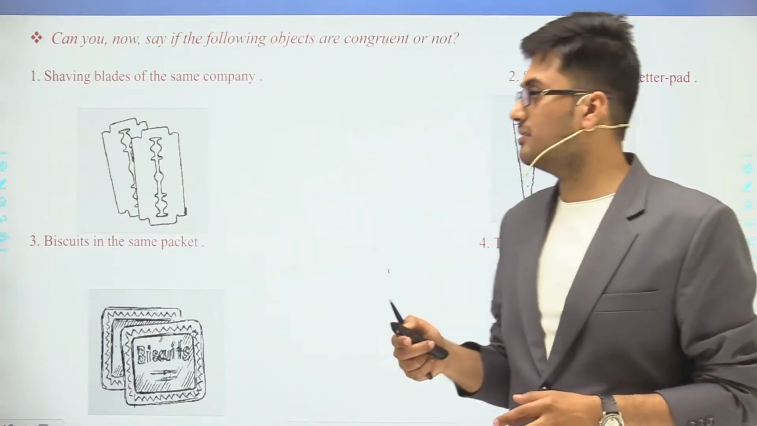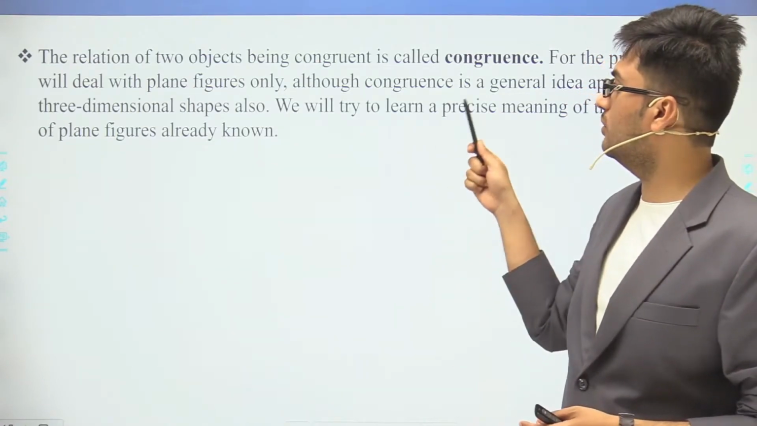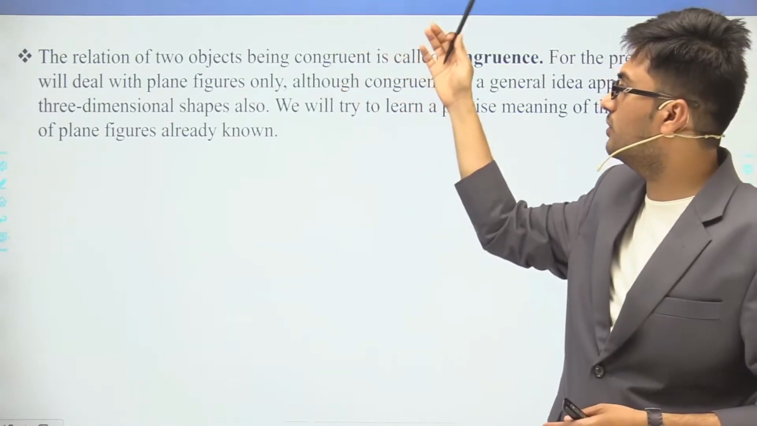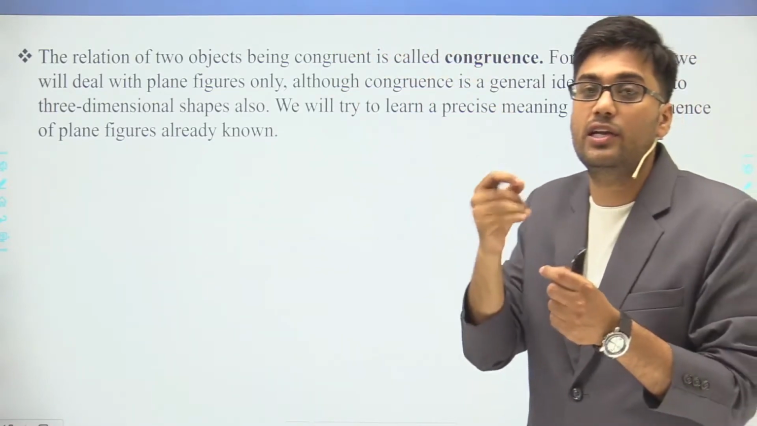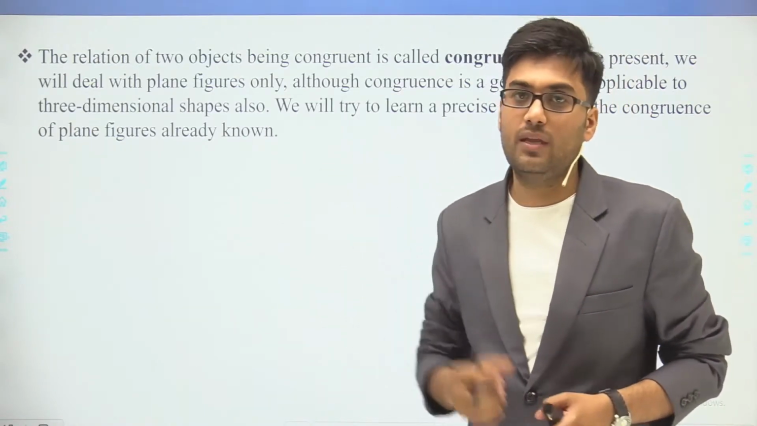Now let's discuss the relation of two objects being congruent, which is called congruency. The relation of two objects being congruent is called congruency. Congruency means relation. Congruency is what? The relation of congruent.